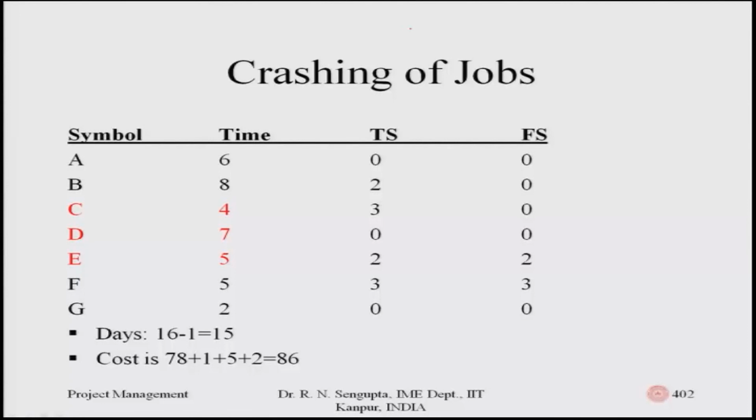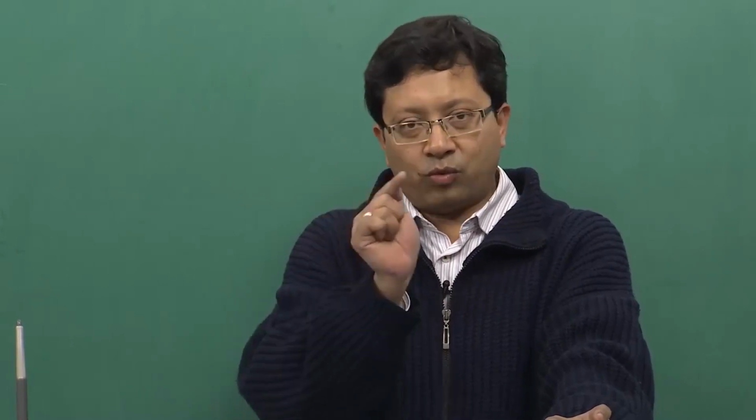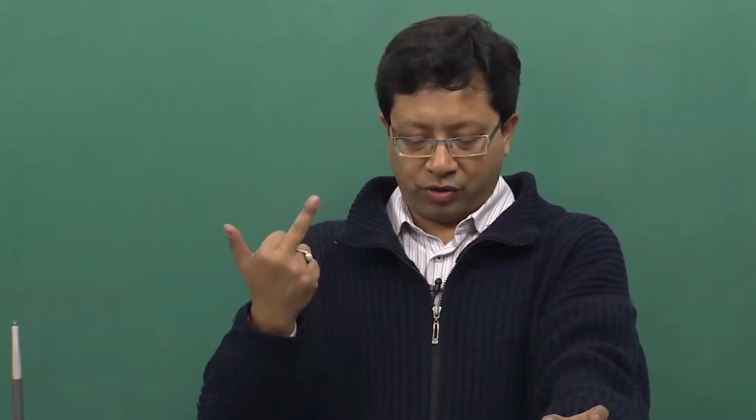Now, the overall job sequence of the crashing I am trying to do is on 3 activities, marked in red color, which are C, D and E, being done simultaneously by 1 day. 1 day basically means that I am trying to reduce the number of days, and all of them are decreasing by 1 day. The overall consequence is the decrease from 16 to 15.